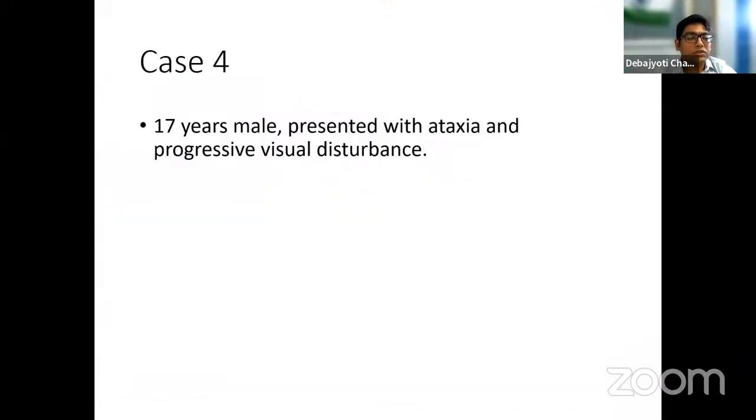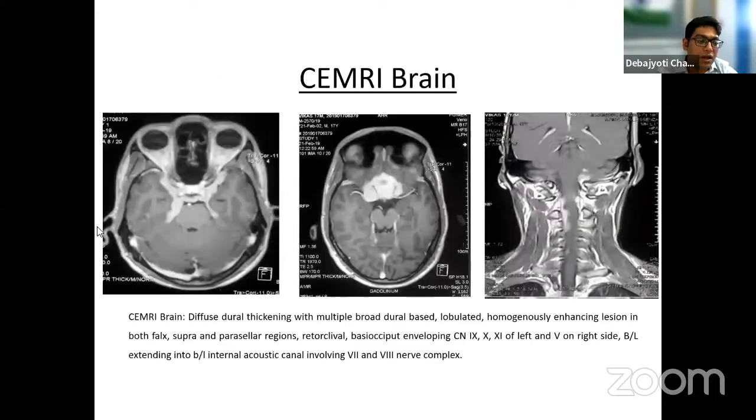Okay, so there is a 17 year old male who presented with ataxia and progressive visual disturbance, and on MRI brain we can see a diffuse dural thickening with multiple broad dural based lobulated homogeneously enhancing lesions involving the falx cerebri, supra and parasellar region, and also entrapping the cranial nerves here. So a possibility of a meningioma, an en plaque type, was considered, and a biopsy was performed.